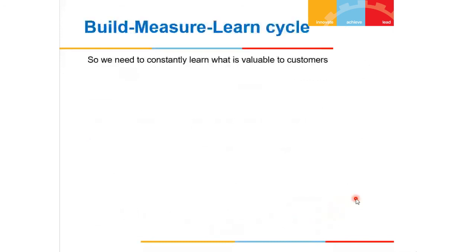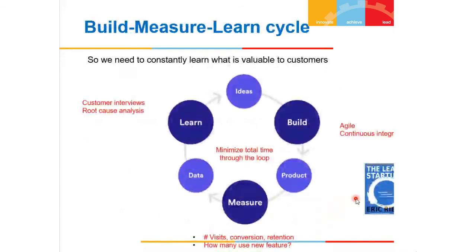So we need to constantly learn what is valuable. We saw this cycle earlier during the life cycle stages. We have an idea, we build the product, then we release this product for users, and we keep measuring how many people are using it and what features they use. Like Kaur said, we'll have clickstream measurement and all that. And using that data, we learn what is valuable, what is not valuable.